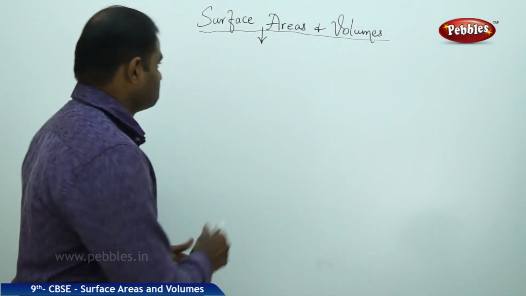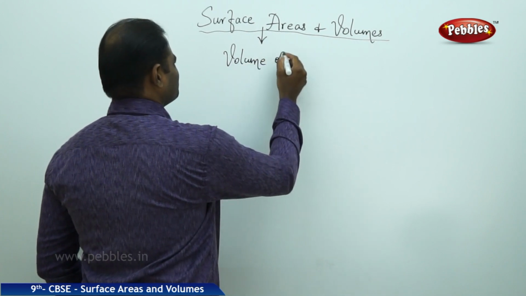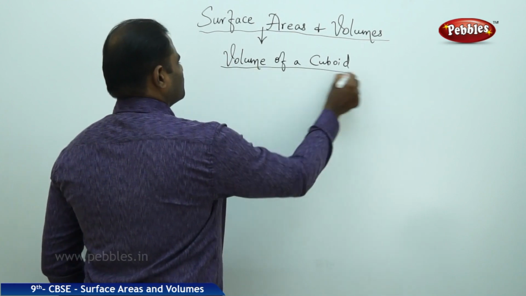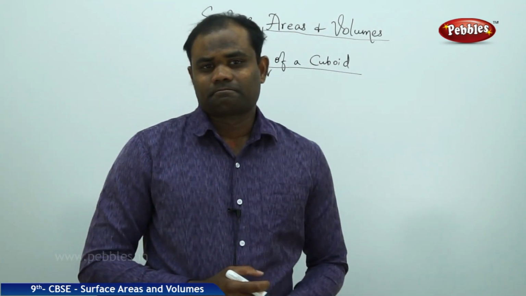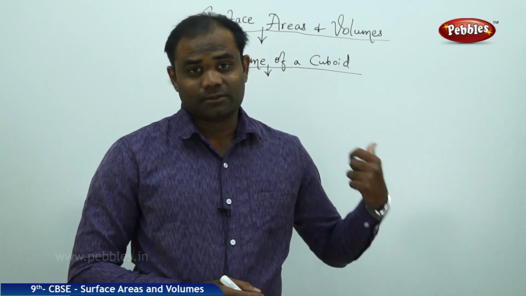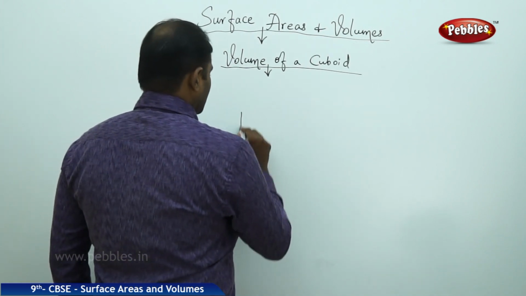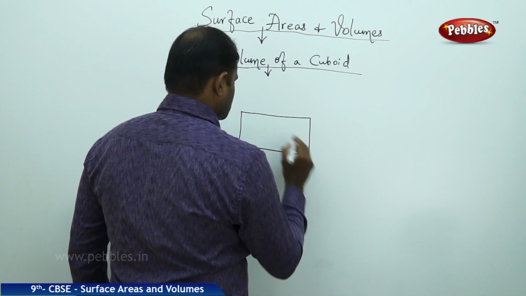To start with, the cuboid. This session is about the volume of a cuboid. What is the volume of a cuboid? Let's see the formula derived for a cuboid and its volume. I have a cuboid which looks like the shape of a rectangular box.